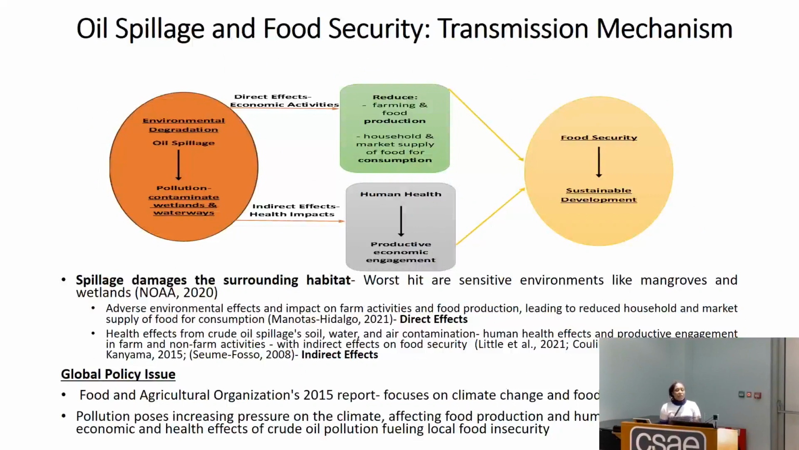Now, oil spillage and food security is not thought of as a straightforward effect like that. We think of some direct and indirect mechanisms that could explain this. We expect that environmental degradation, as a result of oil spillages, can lead to a reduction in farm production and food production, and it can also lead to a reduction in household and market supply of food for consumption. Then we also see that it can have indirect effects in terms of human health as a result of environmental degradation, and at the end of the day leads to issues of food security.